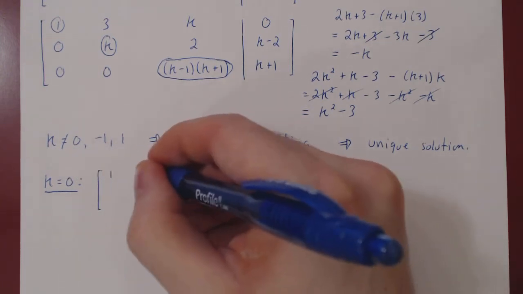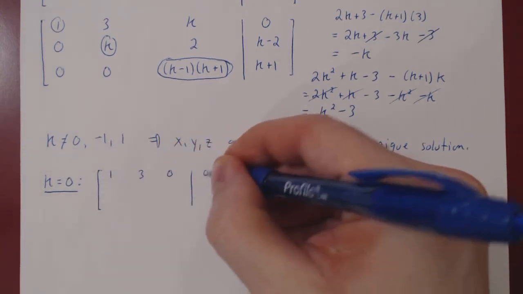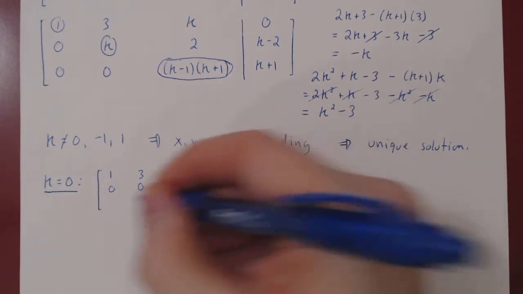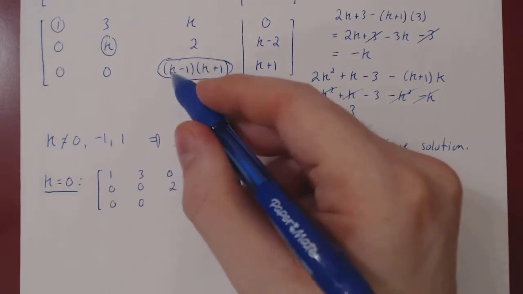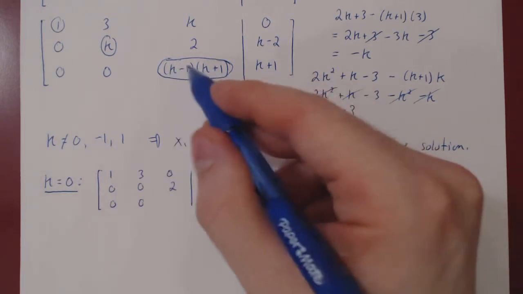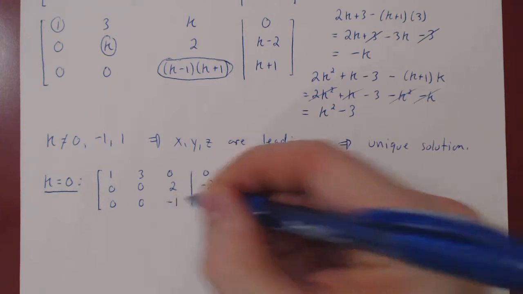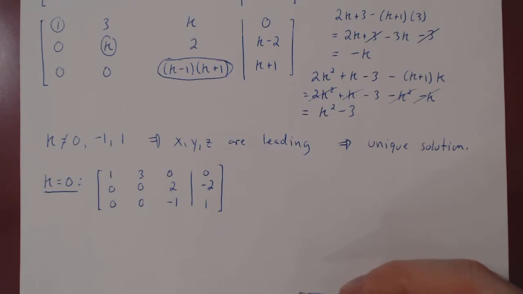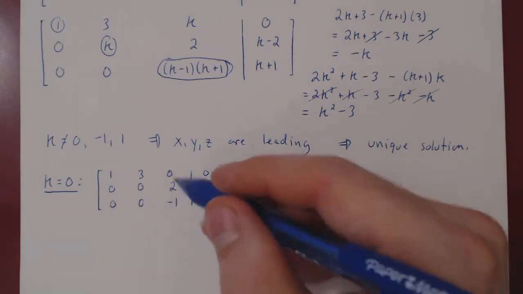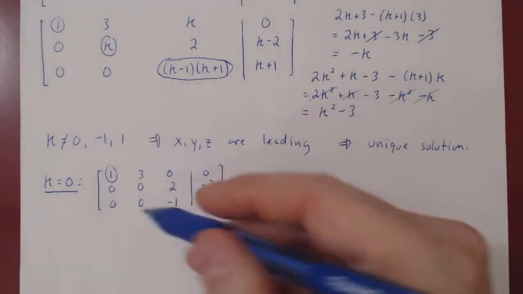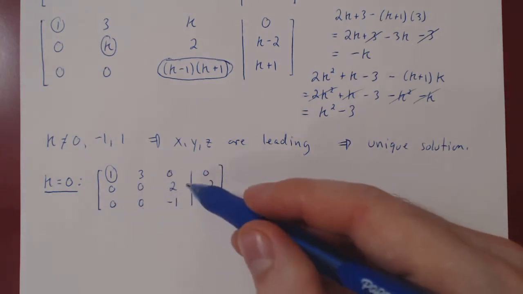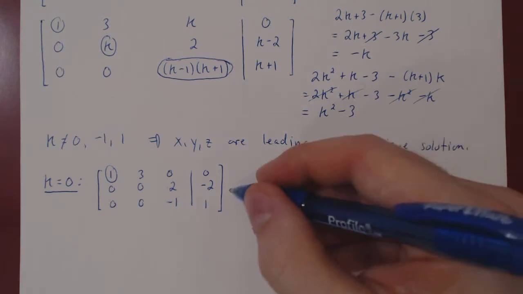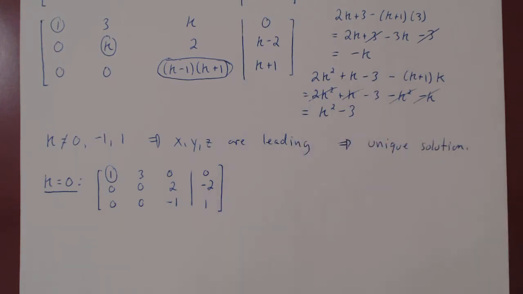We'll get 1, 3, 0, 0, 0, 0, 2, negative 2, 0, 0. If you plug in here k equals 0, you get negative 1 times 1, which is negative 1, 1. So let's see here. Again, the matrix is not fully reduced. We have the leading one for x. We've killed everything below. And here we're looking for possibly a second leading one. Well, let's be crafty here.